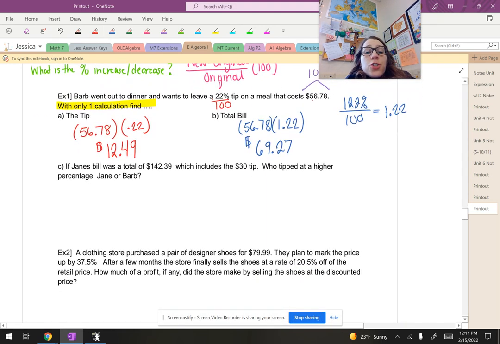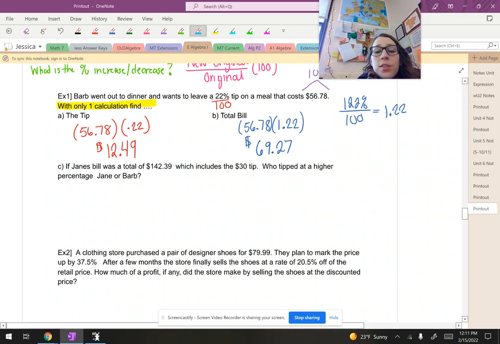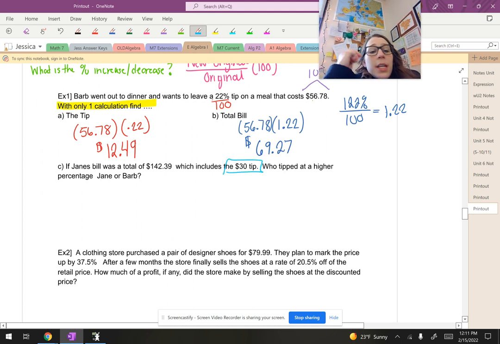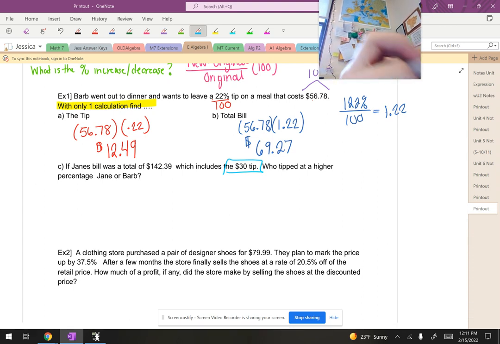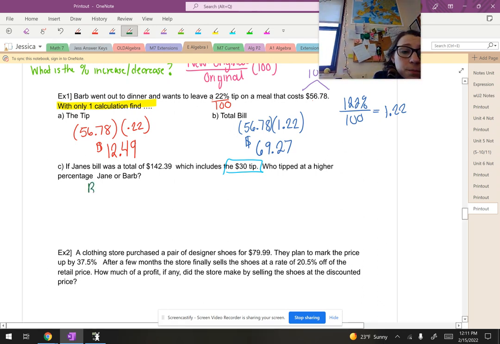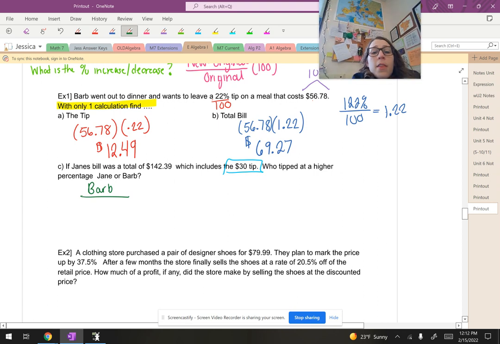Okay, so if Jane's bill was a total of $142.39, which includes a $30 tip, who tipped at the higher percentage, Jane or Barb? So we've got to compare Jane and Barb. We already have information about Barb up here. So Barb, we know that Barb had a tip of $12.49.